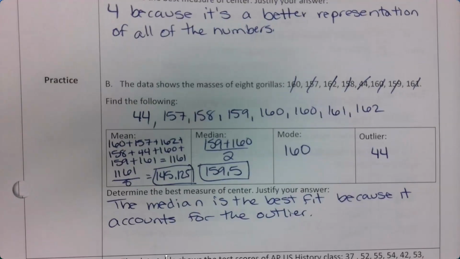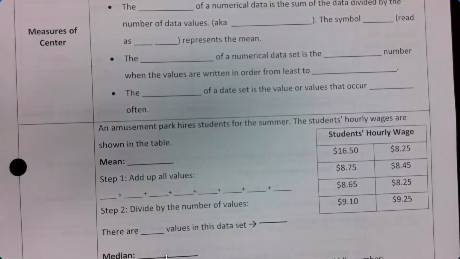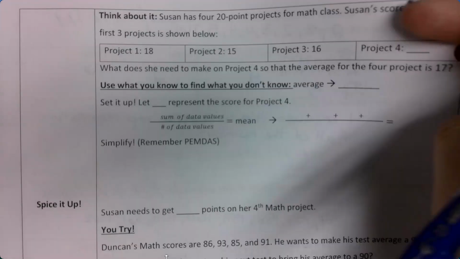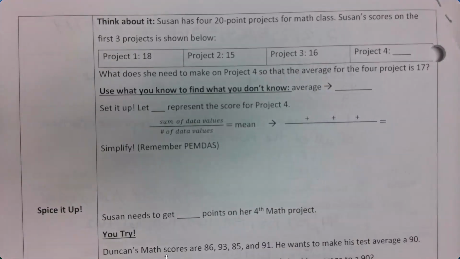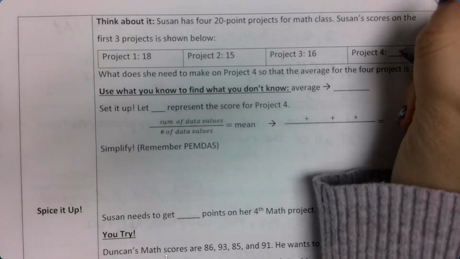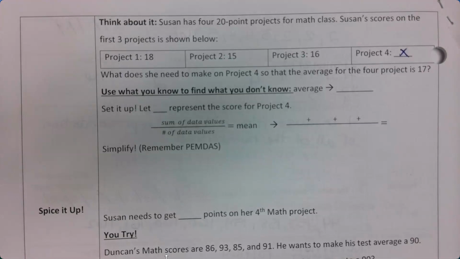Okay, I'm going to skip the U-try because we're running low on time. And I need to get to the one on the back. So, this one says that Susan has 4 20-point projects for math. Her scores on the first 3 projects are shown below. So, she has an 18, a 15, a 16, and then we don't know what she got on her last one, so I'm going to use an X.